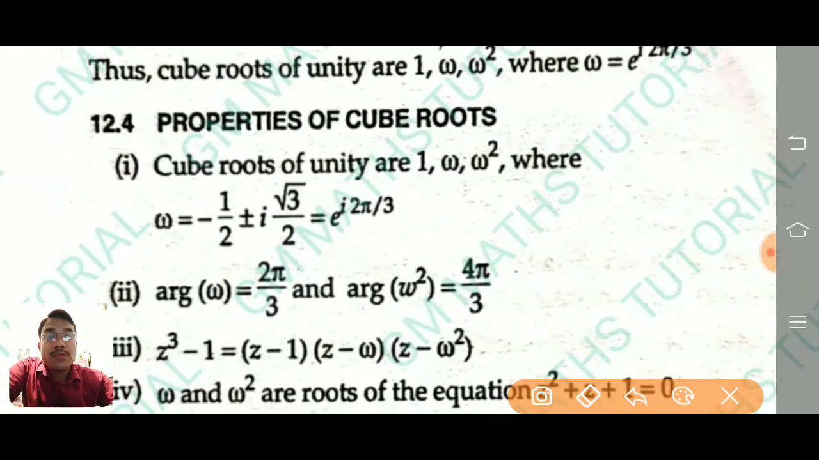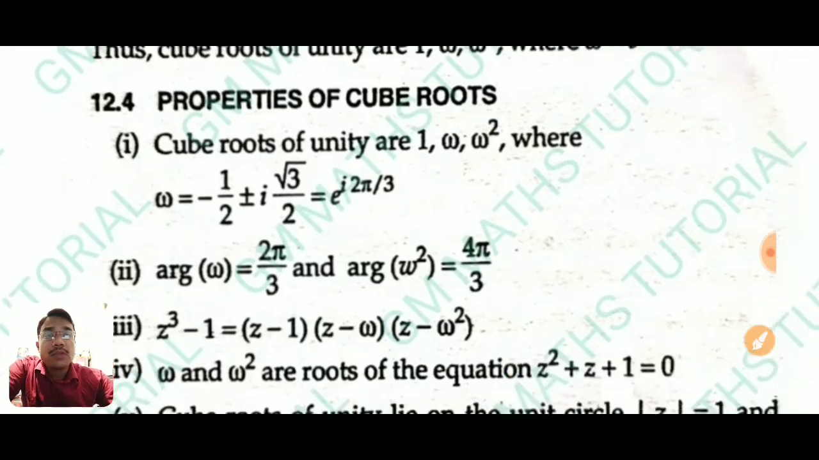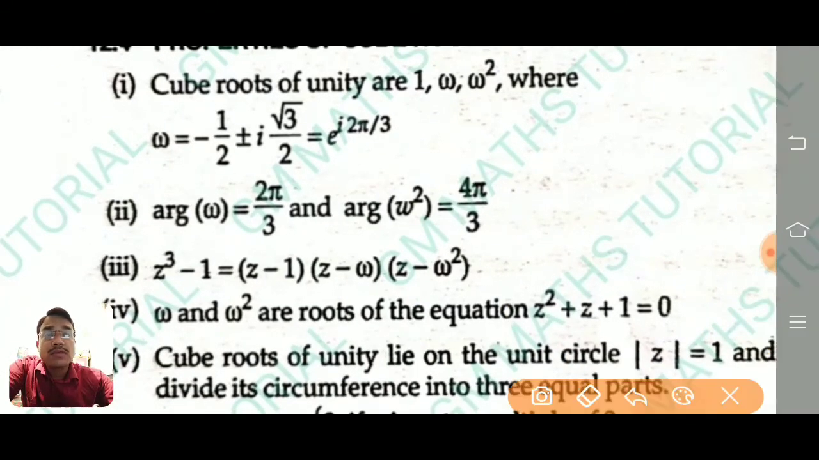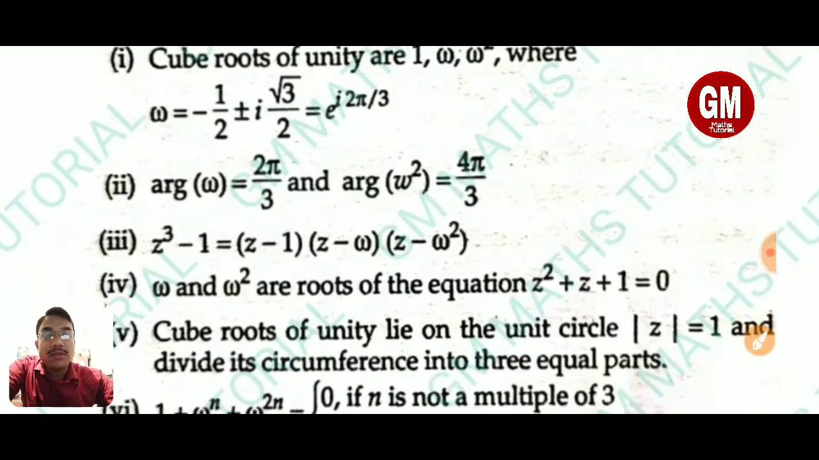So the first property: the cube roots of unity are 1, omega and omega square. You should always know that omega is equal to minus half plus i root 3 upon 2, which is equal to e^(i 2pi/3). I discussed it earlier. Let's move on. We know that the argument of omega is 2pi by 3 and the argument of omega square is 4pi by 3, from the above discussion.